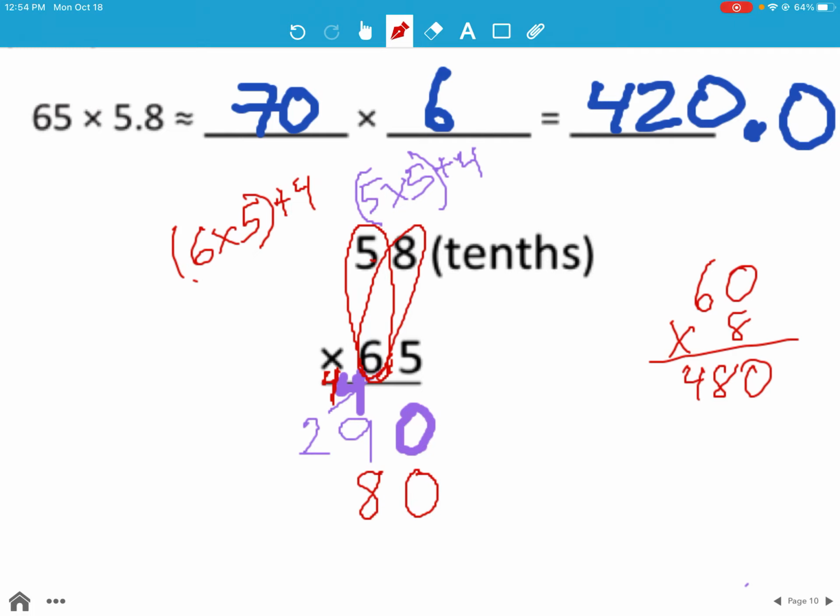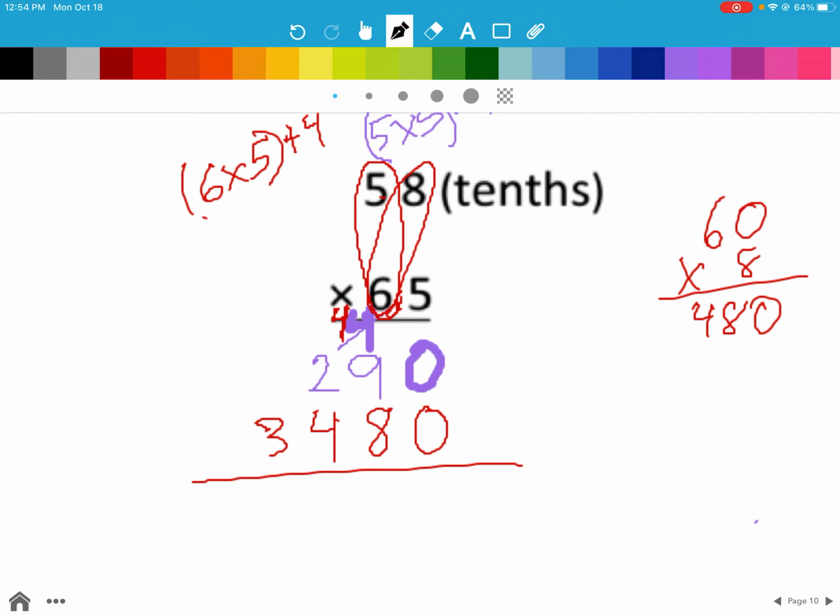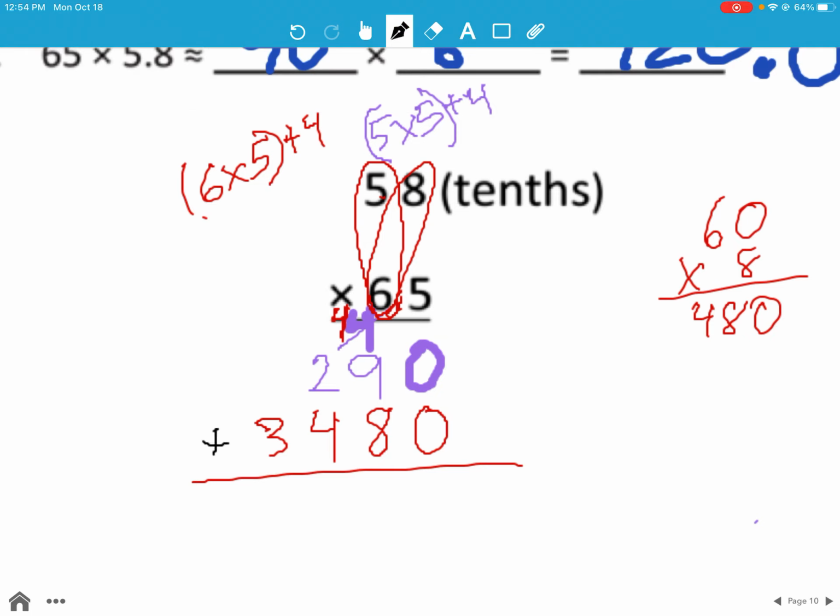And that's 3. Nope. That's 3,000. Plus 4 gives me 3,400, excuse me. All right, so now we're going to add these two together.